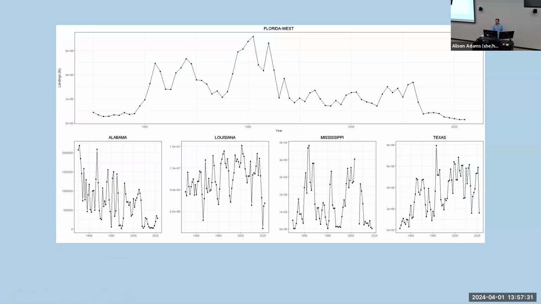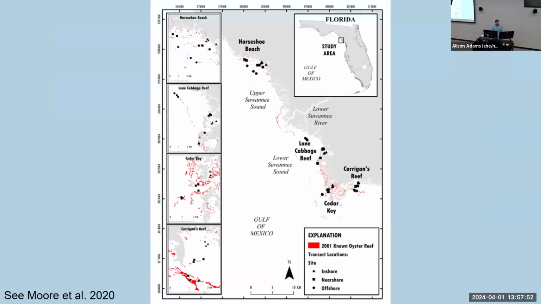Looking at the western coast of Florida, so that part of Florida on the Gulf of Mexico, we can see that around 1990, 2000, we start to see a dip in the overall landings, which is the harvest from these different oyster reefs. And so the notice of these reductions in harvest led to people taking special interest within the west coast of Florida. One area in particular is Suwannee Sound.